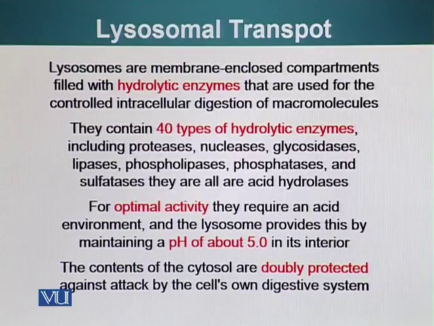The contents of the cytosol are doubly protected, because we have seen how these lysosomal proteins, at the early stages of their synthesis, are captured and cellular systems ensure that they never enter the cytosol. They're injected directly into the lumen of the endoplasmic reticulum. These proteins are inactive there because in order for these enzymes to be active, the optimal pH is 5.